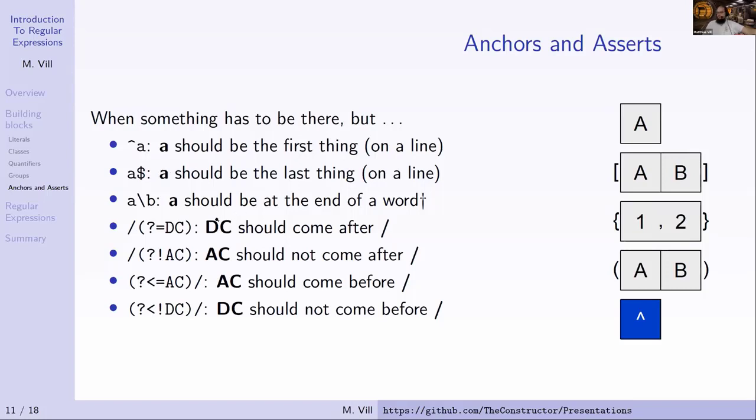Then we have asserts, and asserts are really powerful because you can say, okay, I don't want to include this in my match, but afterwards, I want to have this slash, and directly after the slash, there should be DC. And well, the DC you don't want to replace, but you want to replace the slash by a dash or whatsoever for reasons I don't know. Or you can say, okay, there's no AC following it. Or there's an AC in front of it, or there's no DC in front of it.